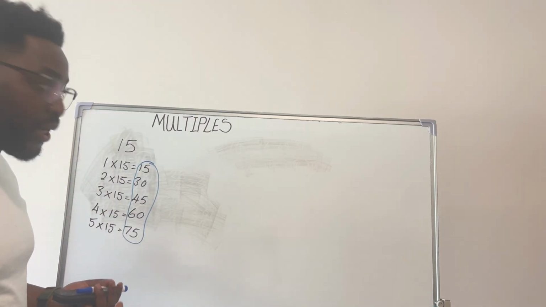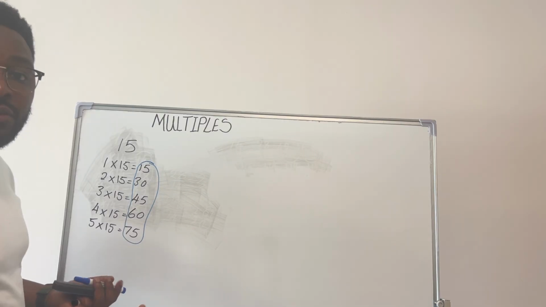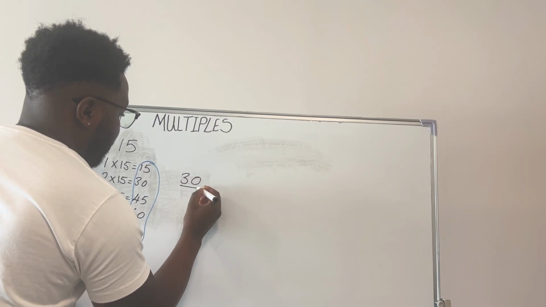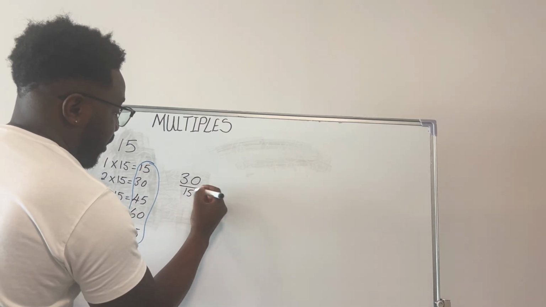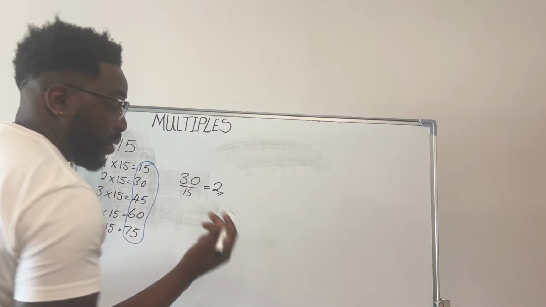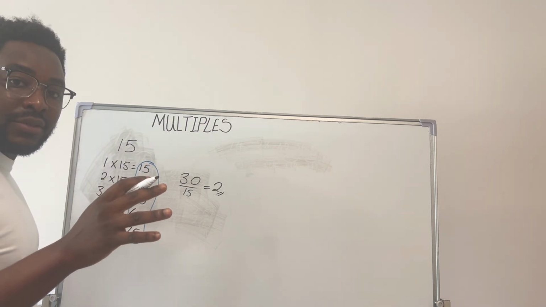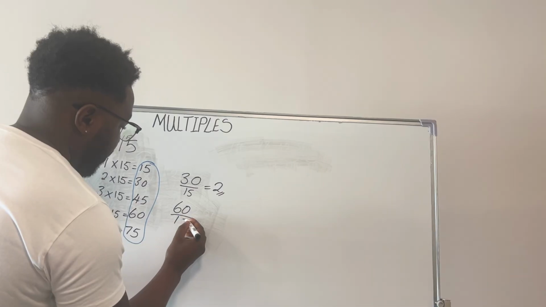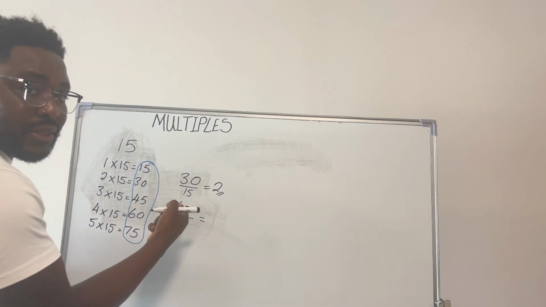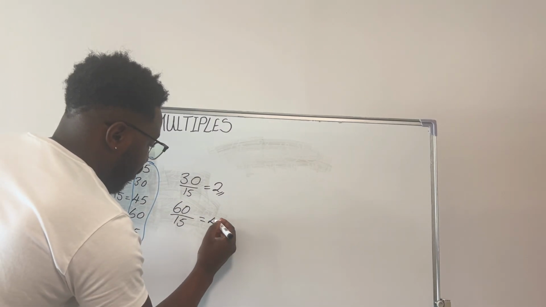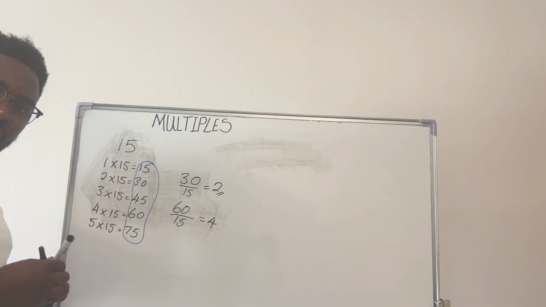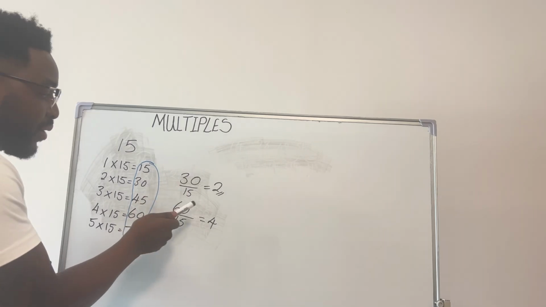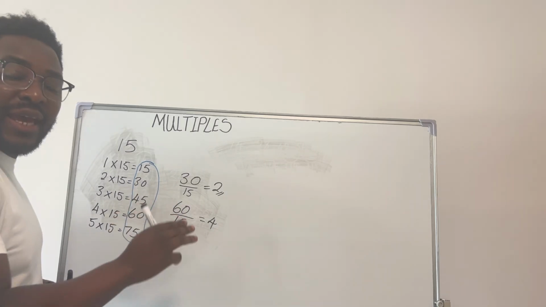So in our case, let's try to check. We shall pick 2, let's go with 30. Yes, divisible. Dividing 30 by 15 is 2, and remember, it's not leaving any remainder. Let's check with 60. 15 into 60, that's 4. So you see, the multiples are divisible by 15 without leaving any remainder.